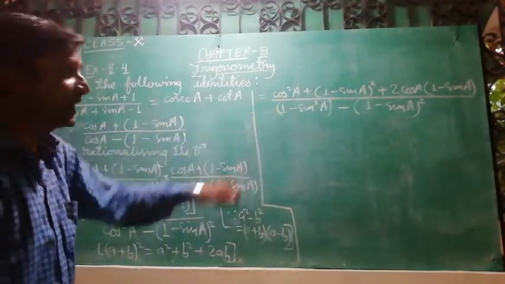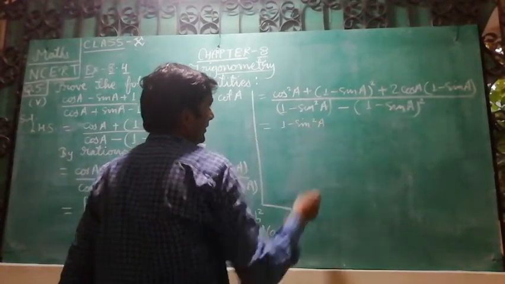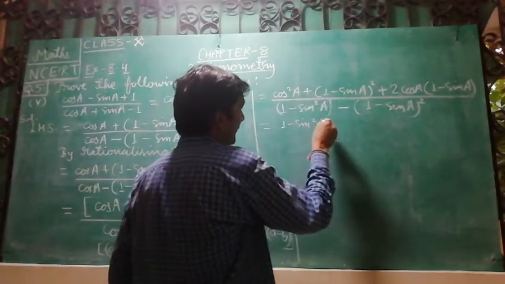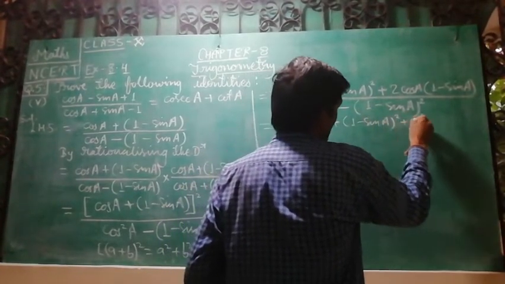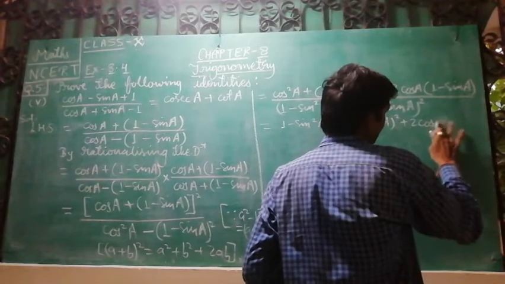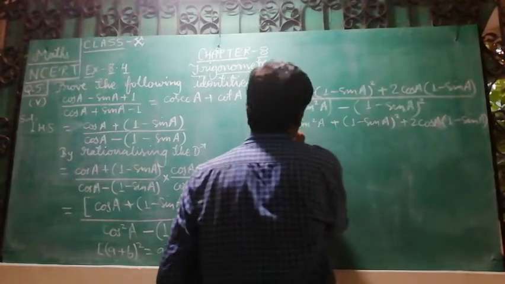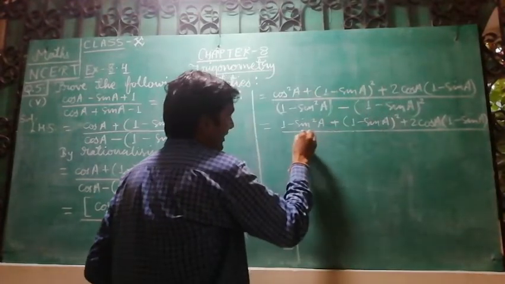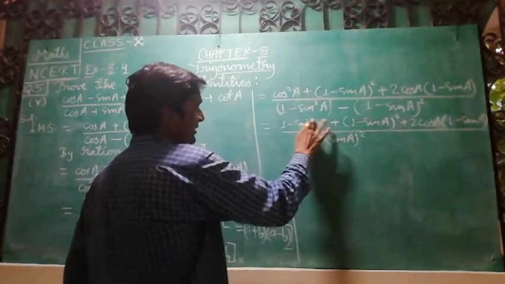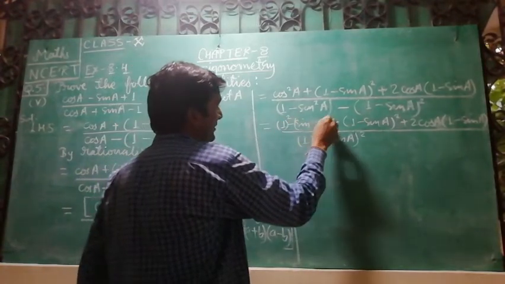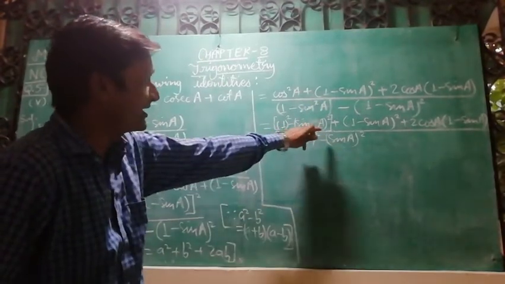Now we can write this cos square A as 1 minus sin square A. So here it is 1 minus sin square A plus 1 minus sin A whole square and then plus 2 cos A into 1 minus sin A, and in denominator we may write it 1 square minus sin A square. We may write this also in this manner only, 1 square minus sin A square, because it is 1 minus sin square A. 1 minus sin square can be written as 1 square minus sin A square.